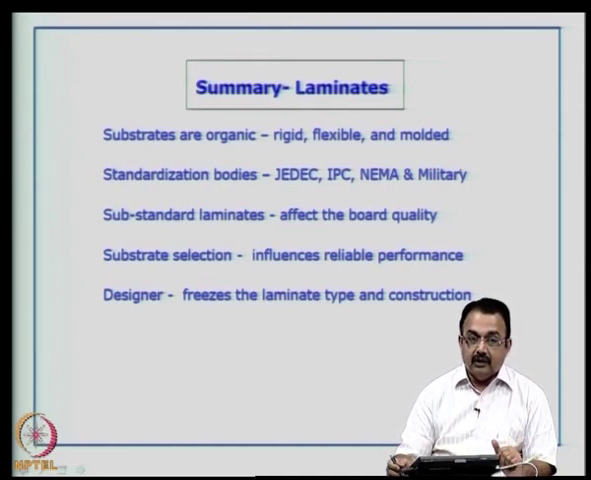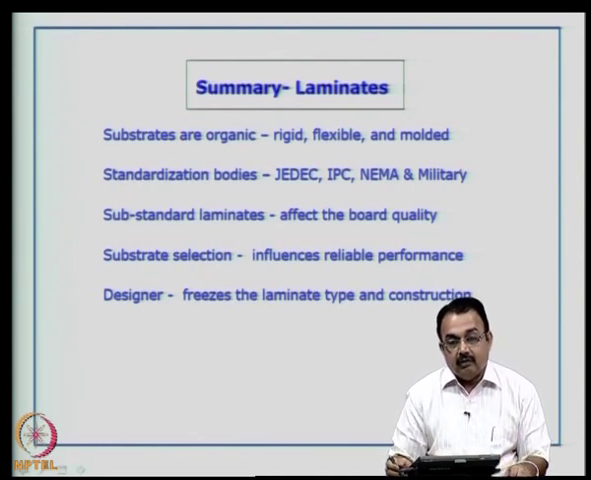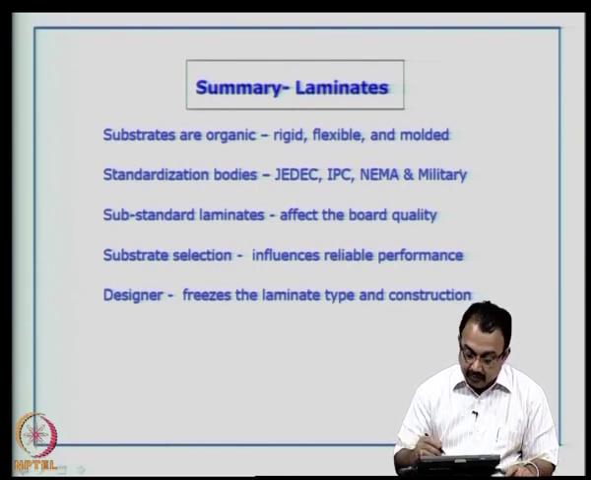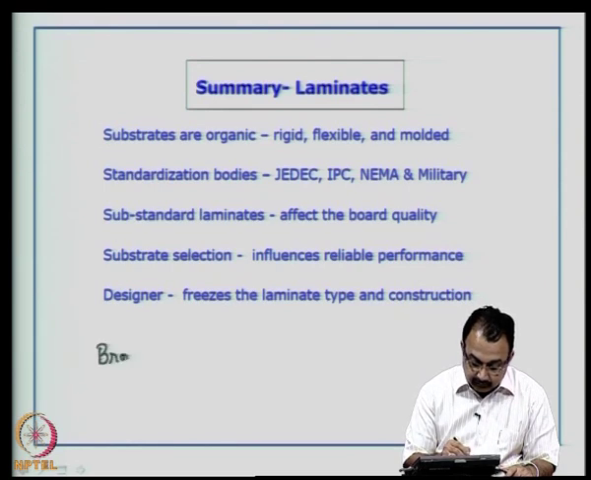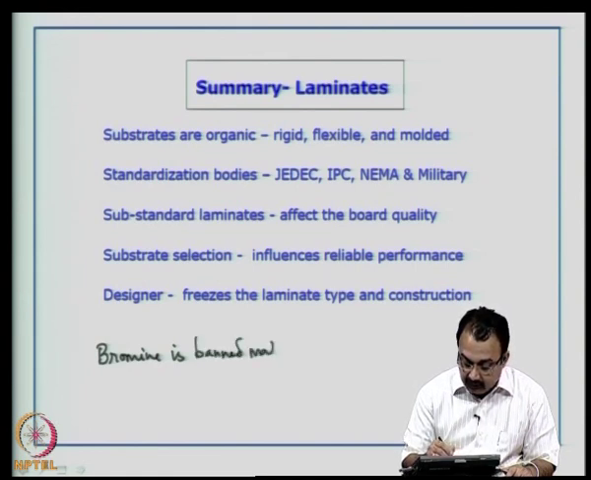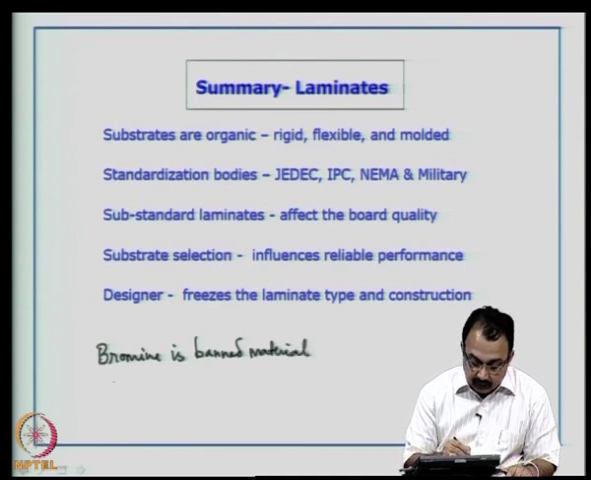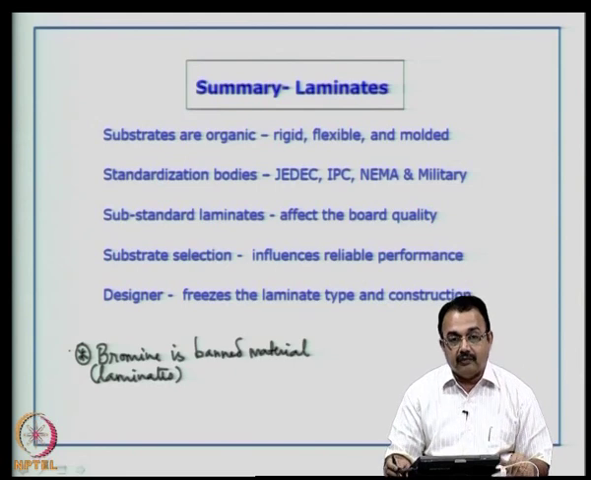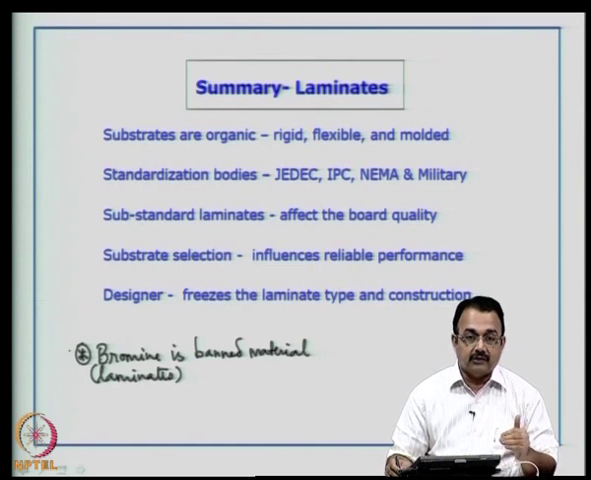In addition, today I talked about the environmental aspects of laminates. Most laminates contain bromine as a fire retardant or flame retardant material, but today bromine is banned. Bromine is a banned material in the PCB or the electronics industry. So, laminates which contain bromine are slowly being phased out. Environmentally, if you talk about the requirement for laminates, we are moving into an era where bromine is replaced by materials like phosphorus and so on.